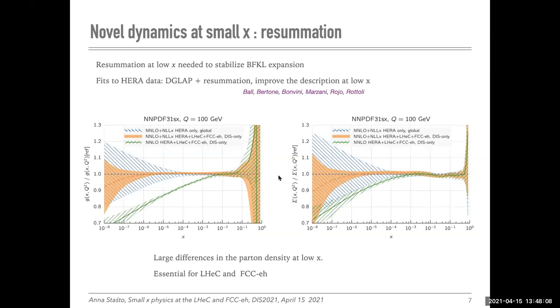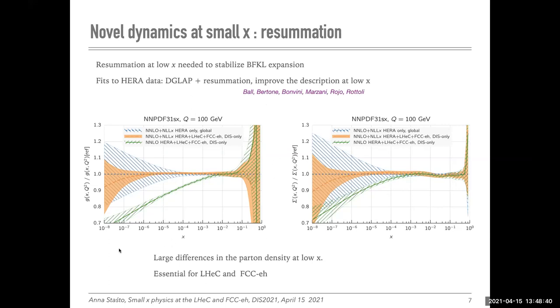Now, moving on to more details, we know that when we go to small x, there are a number of effects that we have to take into account, and that is the BFKL resummation, and then one needs to do additional resummation to stabilize the BFKL expansion. Fits to HERA have been performed based on DGLAP plus resummation at small x, and they demonstrated improved description at low x. So already HERA data do indicate some need for this type of resummation.